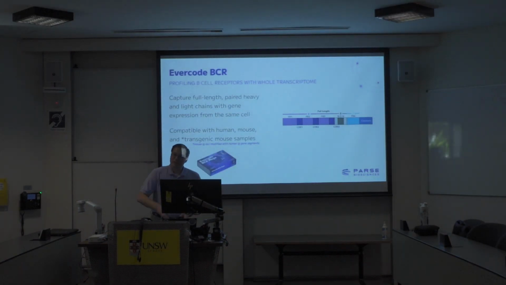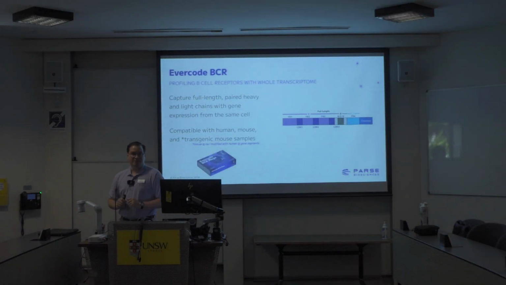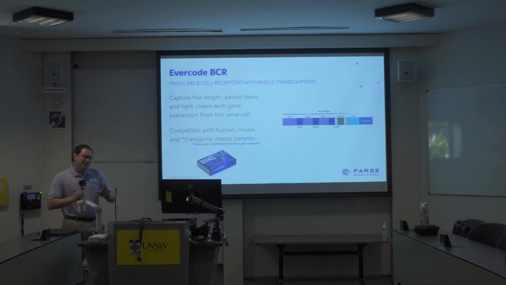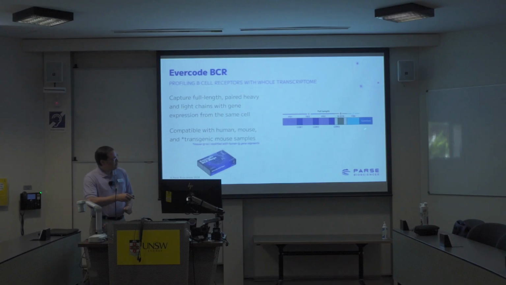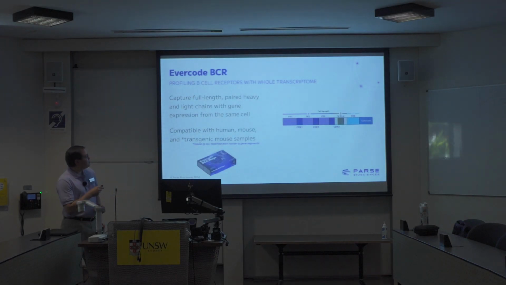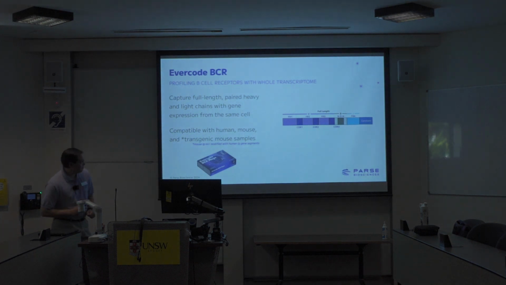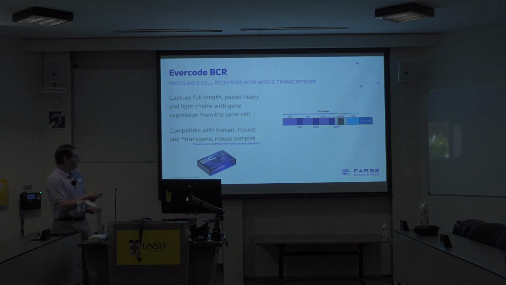For BCR, we capture full-length B-cell receptor sequences. We want full length because of somatic hypermutation. For TCR, CDR3 is good enough, but for BCR we want full length, so we'll tile this region, and we get full-length paired heavy and light chains, plus the gene expression from the same cells. This is compatible with human, mouse, and transgenic mouse samples.